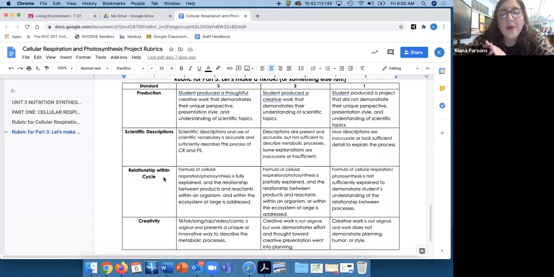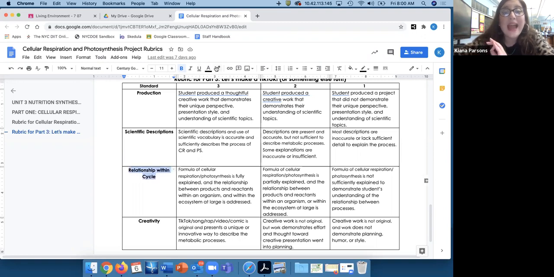Right. So now the relationship within the cycle. This is the big part of this project. This is what you're representing. This is what you need to get creative with how you show. The formula of cellular respiration and photosynthesis is fully explained, and the relationship between products and reactants within an organism and within the ecosystem at large is addressed. So this is deliberately vague because how you cover this is up to you.